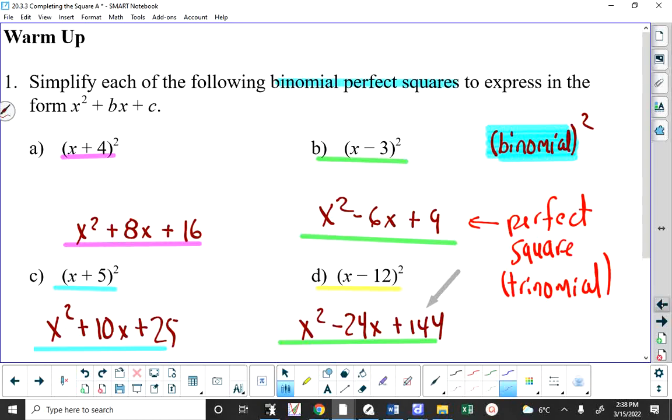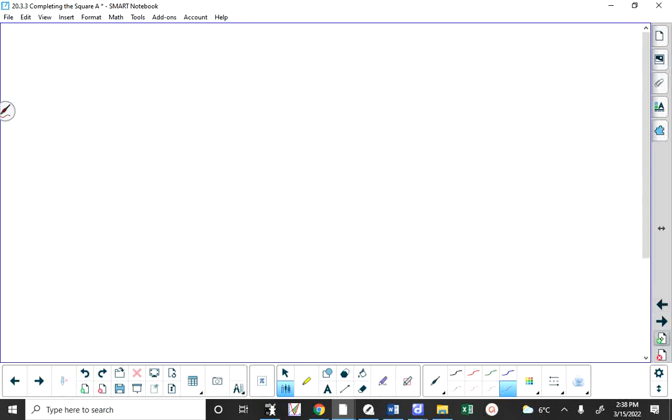In C, half of 10 is 5. When you square 5, you get 25. Half of negative 24 is negative 12. When I square negative 12, I get 144. So this is very important.